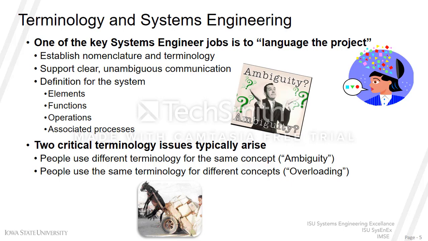It's important to support clear and unambiguous communication and defining of the system for elements, functions, operations, and associated processes. Both critical terminology issues will arise. People using different terminology for the same concept is referred to as ambiguity, and people using the same terminology for different concepts is considered overloading. Both can cause issues because sub-elements truly need to be on the same page in order to be successful within the system.